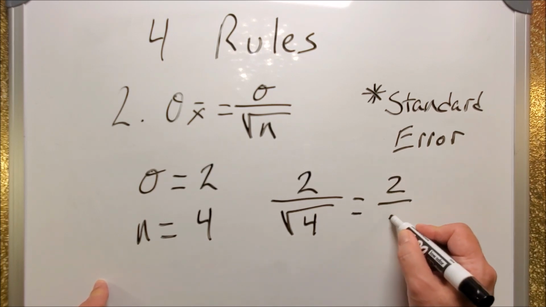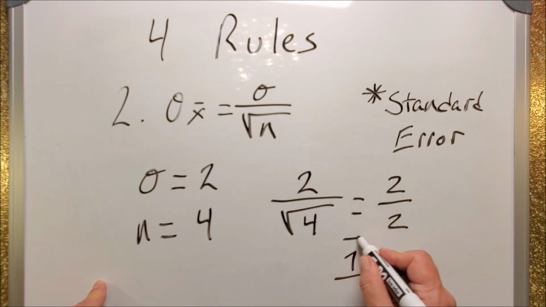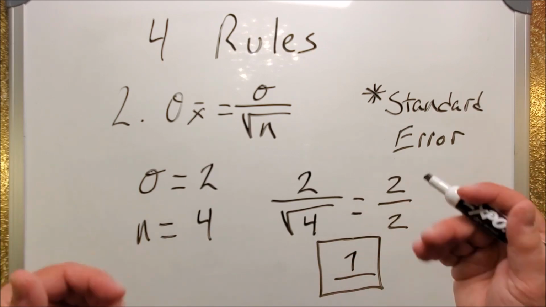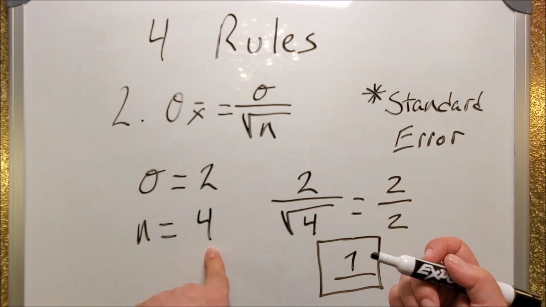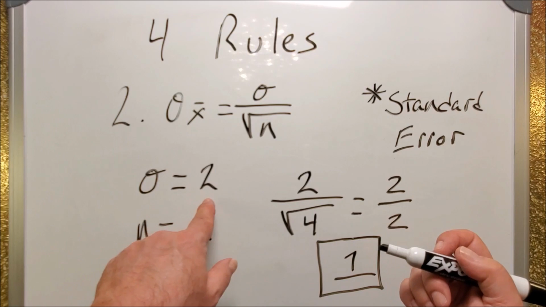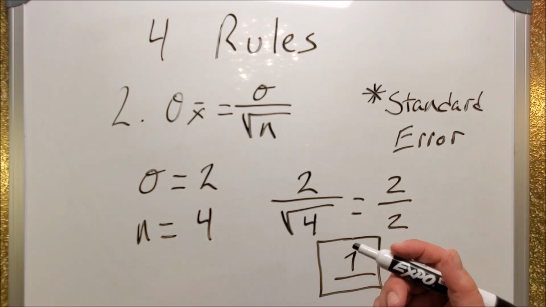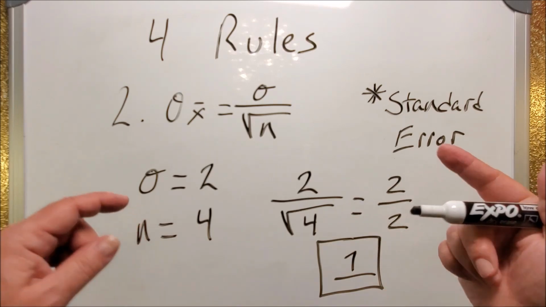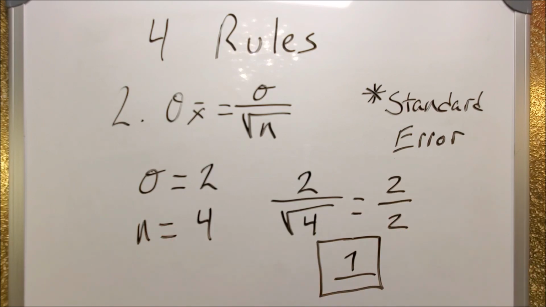That's a pretty easy calculation. That would mean that our standard error in that case would be 1. So the sampling distribution that resulted from a sample size of 4, where the parent population had a standard deviation of 2, would mean that the standard error of the resulting sampling distribution would be 1.